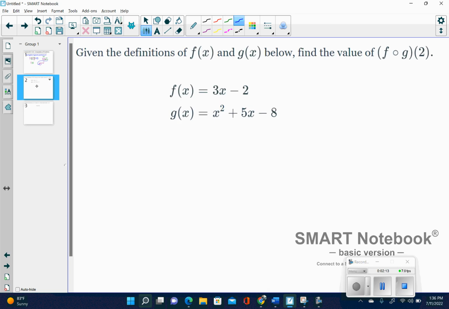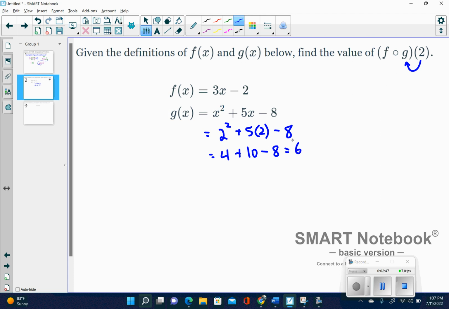We're going to do another one just to make sure that you understand this. This is written a little bit differently, and these are the examples that you're going to see on Delta Math. This says f of g of 2. So I'm going to take 2 and plug it in for my g of x function, wherever I see an x. So I have 2 squared plus 5 times 2 minus 8. This is going to be 4 plus 10 is 14, minus 8 is equal to 6.